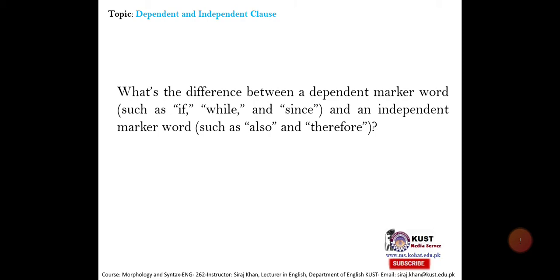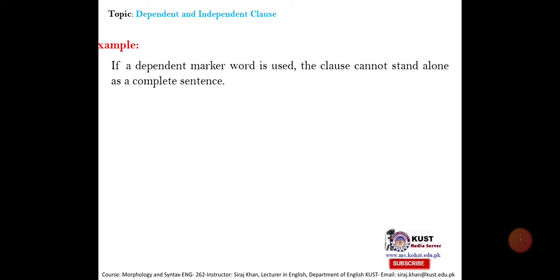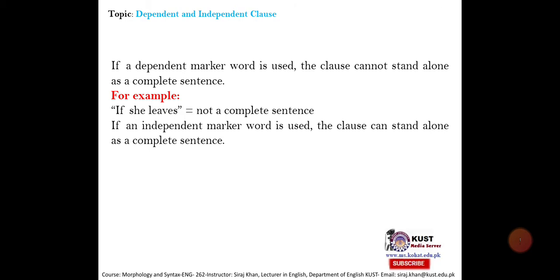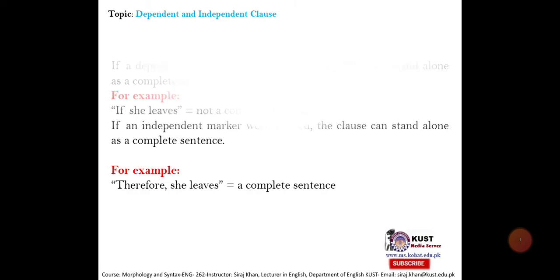What's the difference between a dependent marker word such as if, while, and since, and independent marker words such as also and therefore? If a dependent marker word is used, the clause cannot stand alone as a complete sentence. For example, if she leaves. Here we have a dependent marker, if, that gives us an incomplete sentence. If an independent marker word is used, the clause can stand alone as a complete sentence. For example, therefore she leaves. Here it gives us a complete sentence.